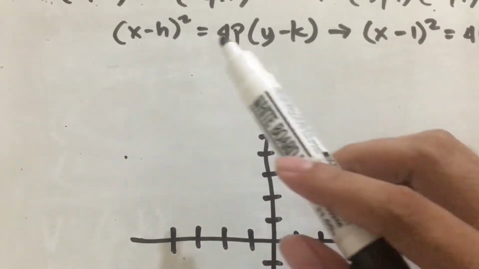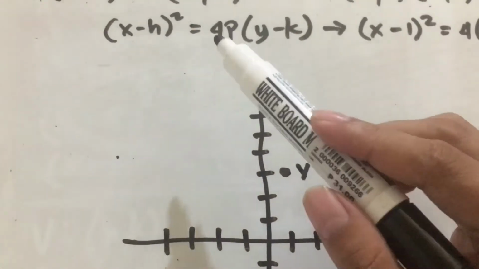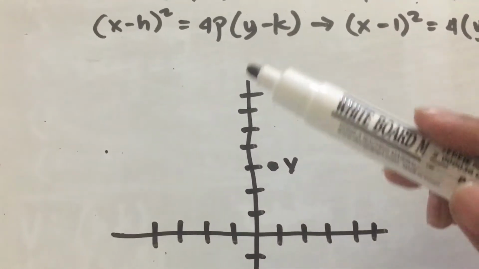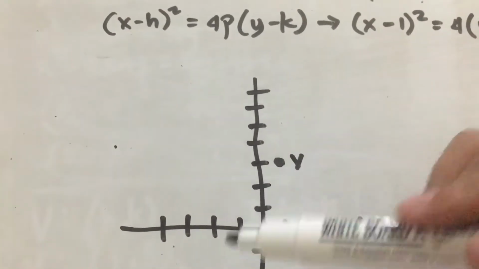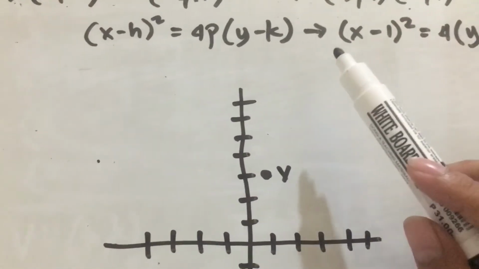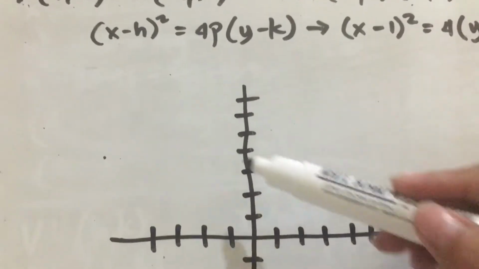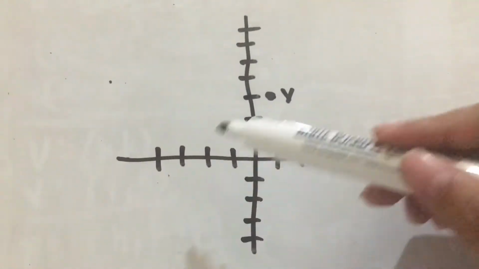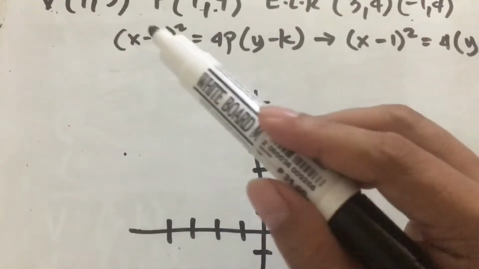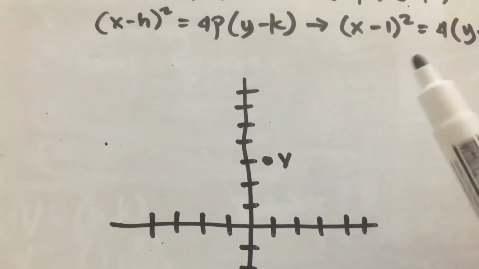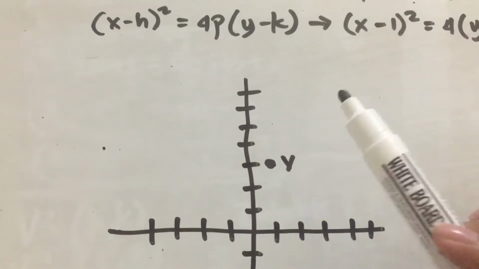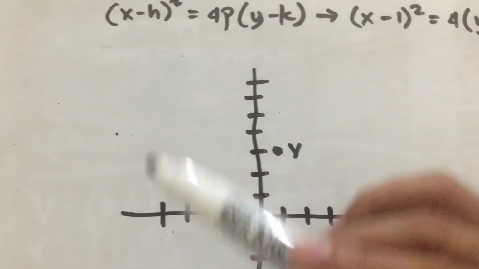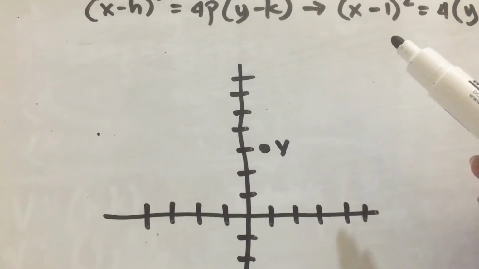Now, please do take note that since we are using this standard form of the equation of a parabola, (x minus h) squared is equal to 4p(y minus k), your parabola is facing upward or downward, depending on the value of your p. If your p is greater than 0, it opens upward. If your p is less than 0, it opens downward. So since our p is equal to 1, and therefore greater than 0, we expect that our parabola is opening upward. We will see later on if it's really opening upward.